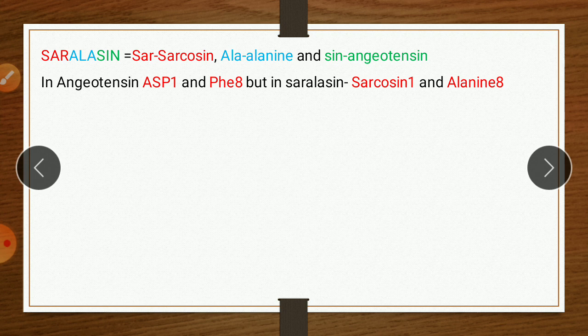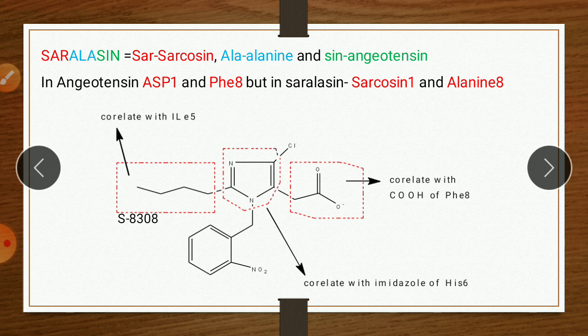Significant development of this class came from the series of imidazole 5-acetic acid derivatives. These compounds are exemplified by S-8308, which was later found to specifically block the angiotensin II receptor. Although this compound is a weak antagonist, computerized molecular modeling, overlapping angiotensin II with the structure of S-8308, shows that there are three structural binding sites on S-8308 which overlap with the three binding sites of angiotensin II.